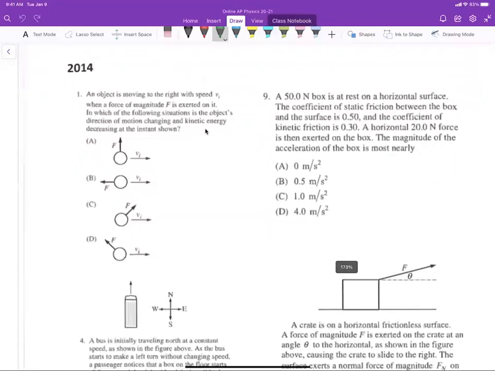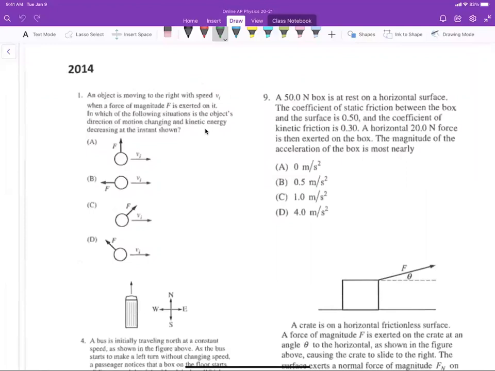This is my discussion of the Unit 2 dynamics multiple choice. Unit 2, number 1: which of the following has the object's direction changing and kinetic energy decreasing? In A, in order for kinetic energy to decrease, work equals the change in kinetic energy, the net work. This work has to be negative in order for the kinetic energy to decrease.